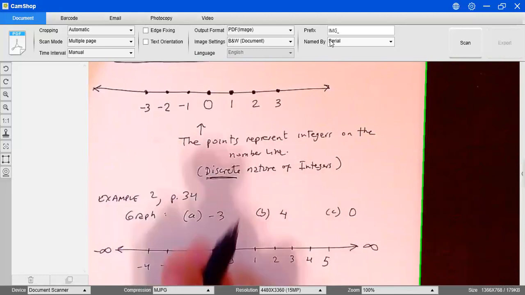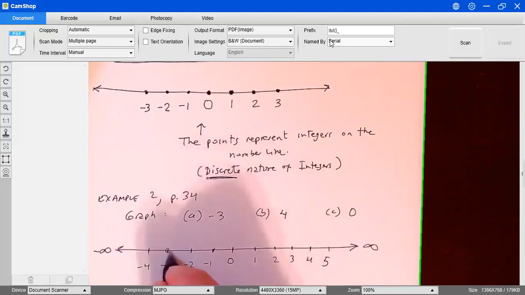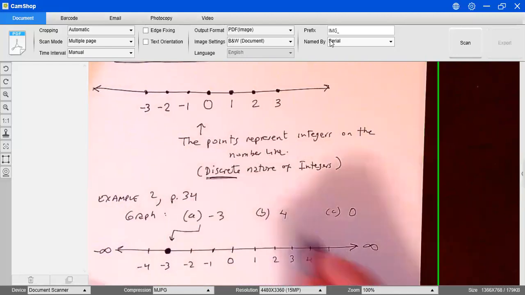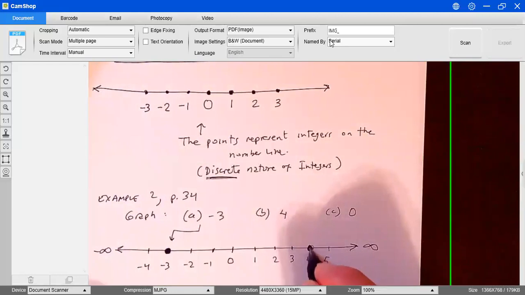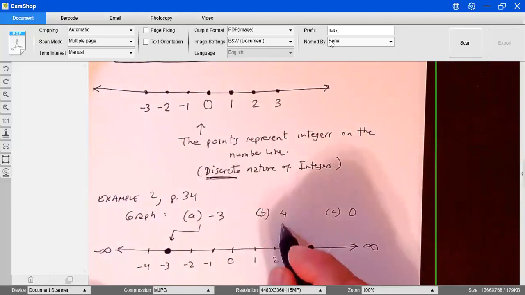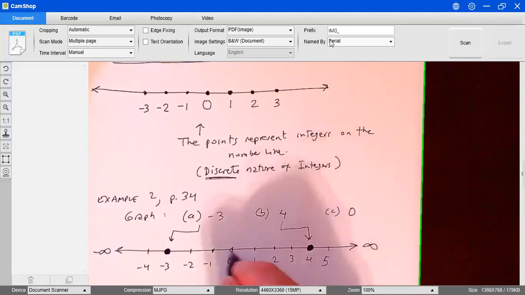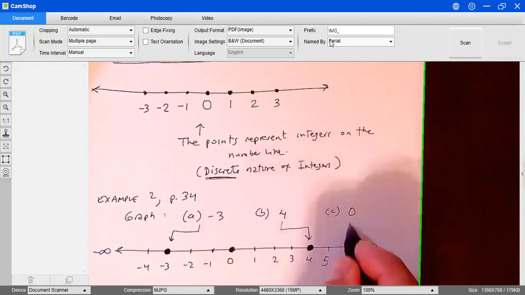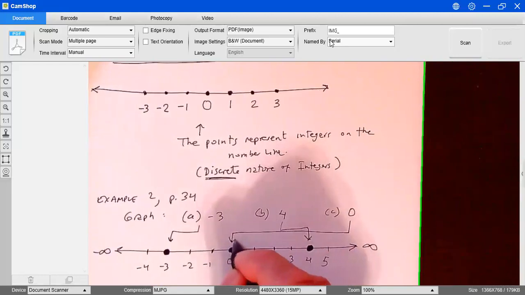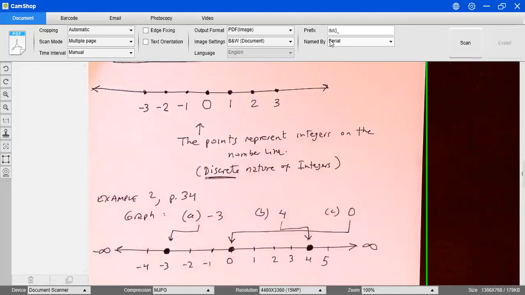So for the first one, A, -3, you just draw a point, a dot here. That's the graphical representation of -3. Then for 4, you're going to draw another point here. So that's 4, and finally 0 is over here. So that's the solution for this problem.